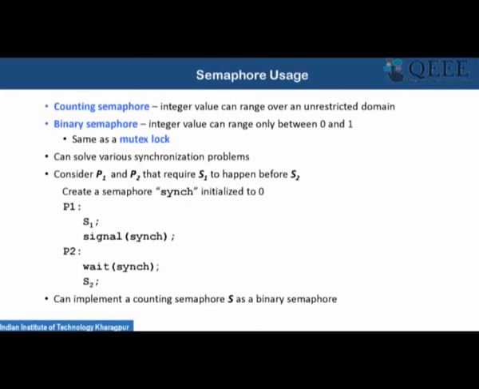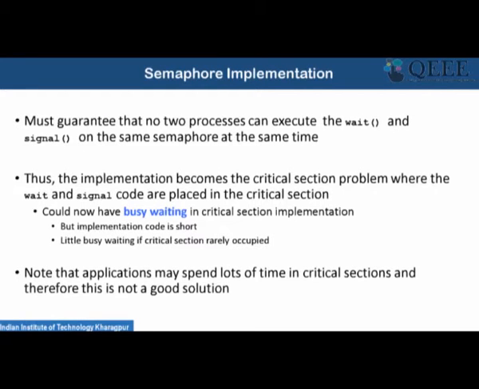Now based on what the value of S can be, we can have two variants of semaphore. One is called the counting semaphore, where the value of S can be any integer value, and the other is the binary semaphore, where the value of S can be either 0 or 1. It means that only one process can execute that particular critical section at a time. So we sometimes call it a mutex lock. Let us directly go to an example of how we can use semaphore to solve a typical synchronization problem.